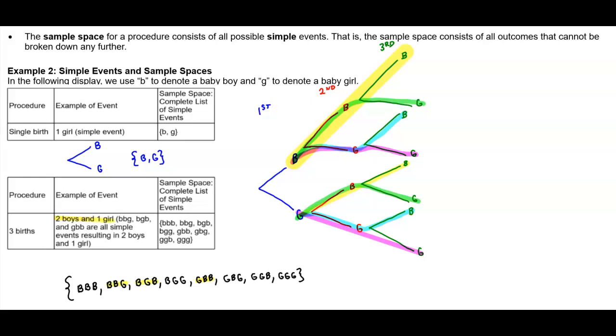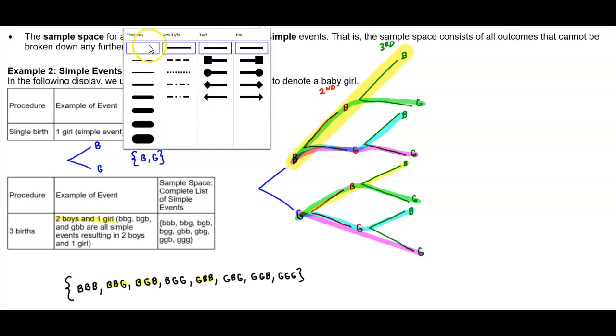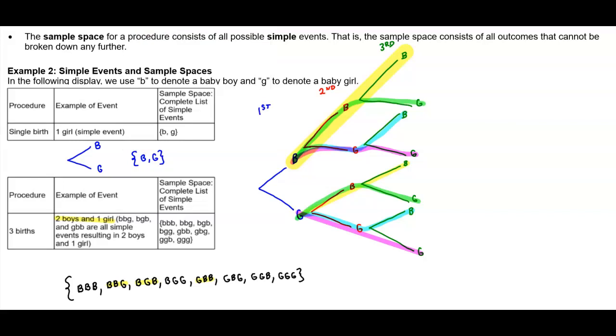So to find the event of 2 boys and 1 girl would be the following. So how many do we have? Well, we have 1, 2, 3. So if we wanted to find the probability of getting 2 boys and 1 girl in 3 births, well, that means you would have 3 in how many total? Well, how many do we have in the sample space? We have 1, 2, 3, 4, 5, 6, 7, 8. That would be 3 out of 8. That would be the probability of the event of getting 2 boys and 1 girl.